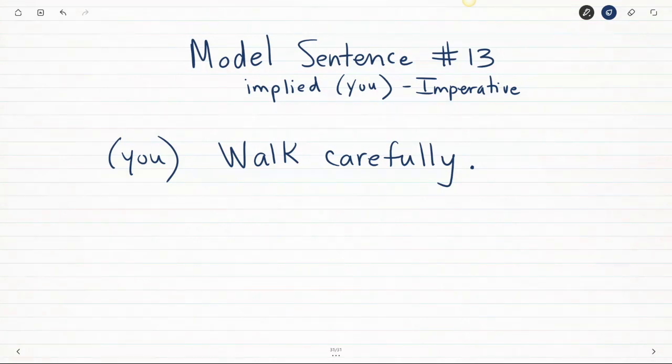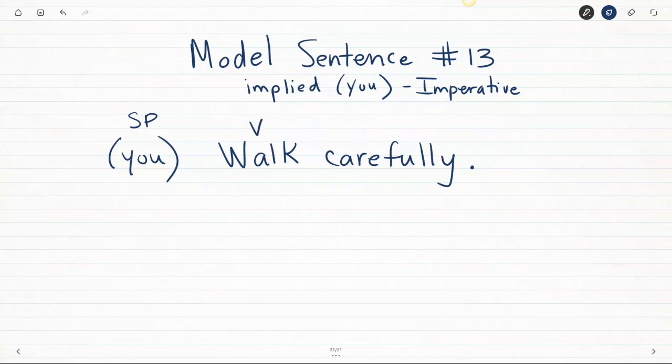So we're going to write it down in parentheses because it is part of the sentence, but it's not written out or stated. And we'll label that as subject pronoun, because in this case it's not a noun, it's a pronoun, but it's still considered the subject. Okay, what's being said about subject or implied subject pronoun you?